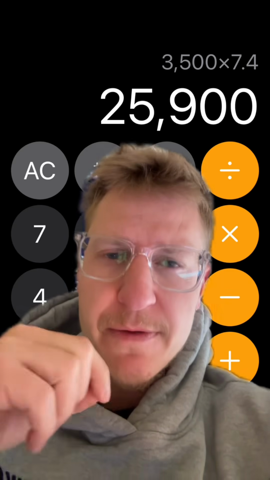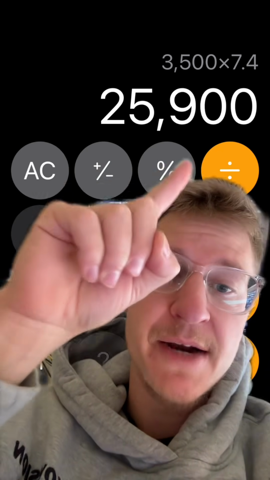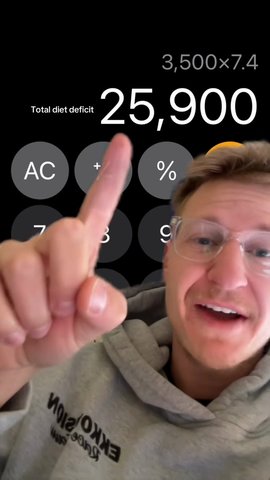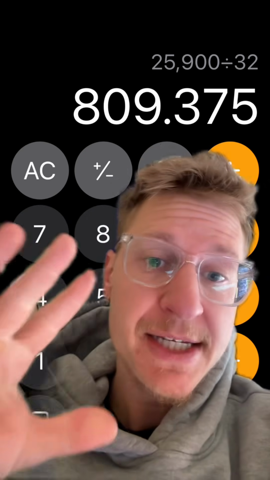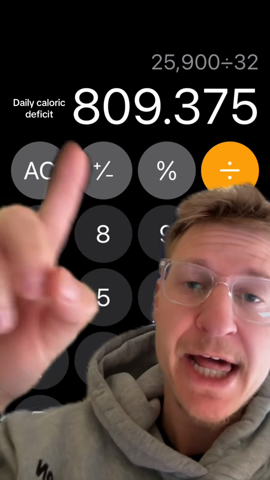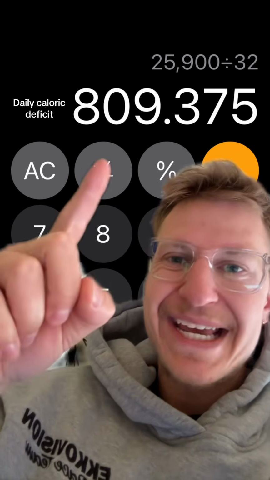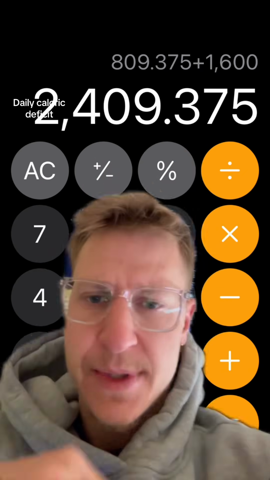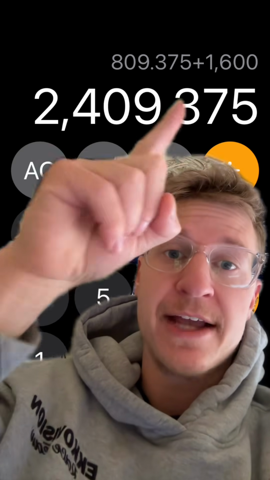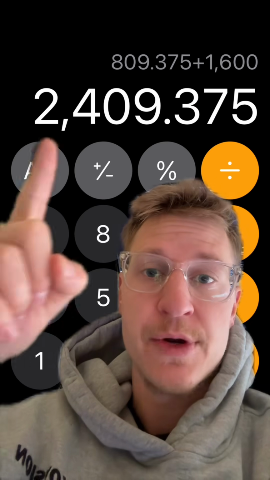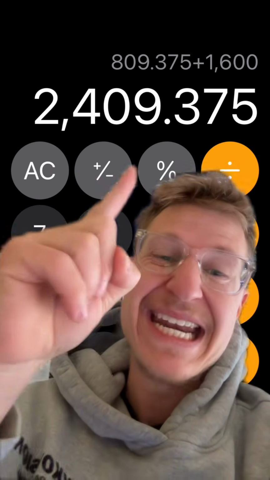And since each pound of fat has 3,500 calories, we can multiply that by the 7.4 pounds that I've lost. And this gives us the total calorie deficit for those 32 days, 25,900. And then we can divide that number by 32, the amount of days I've dieted, to see how big my calorie deficit is per day. So every day I'm in an 800 calorie deficit. And since I've been eating the same exact amount of calories every day at 1,600, I just add that back to the daily deficit. And here is your new maintenance, 2,409 calories.